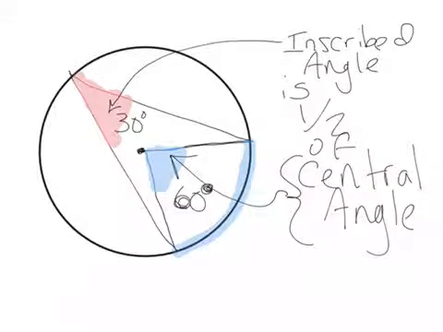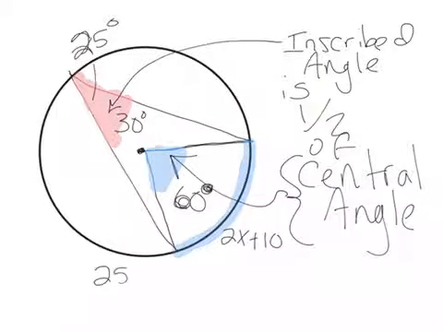Now where it gets a little tricky is, let's say my central angle is not 60 degrees, but let's say it is 2x plus 10. And then my inscribed angle here is 25 degrees. Then the one thing I know is that my inscribed angle is exactly equal to half of my central angle. Okay, so this is an algebra type problem.